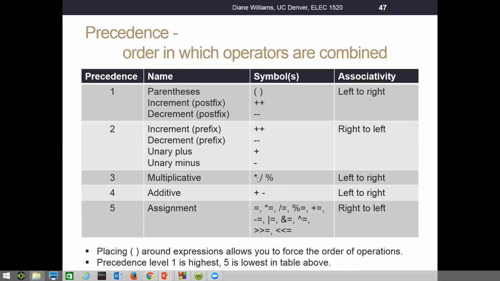Multiplicative, here is my multiplication, division, and modulus, left to right. Addition, next level of precedence, and assignment, along with all the compound assignment operators. So assignment is always the lowest in the table above. You might find this table handy to print out for when you're working with your mathematical expressions.